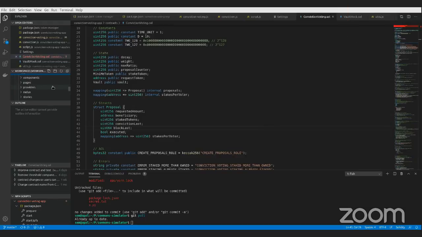Okay, let me see the server part of it. You see my screen, right? Yep.